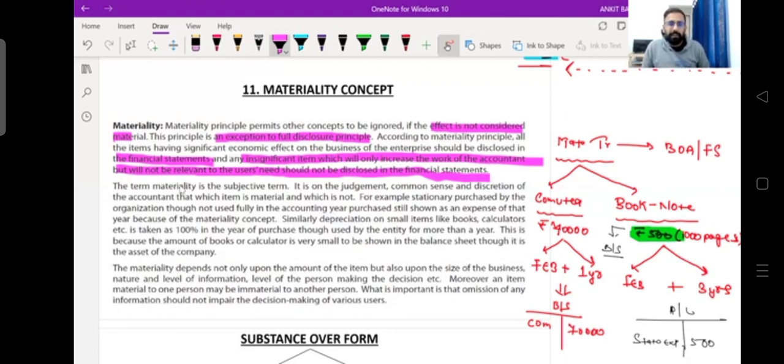So the term materiality is subjective. There is no specific definition for materiality. It depends on the judgment, common sense, and discretion of the accountant as to which item is material and which is not. You can read it from these notes and you will be able to understand.